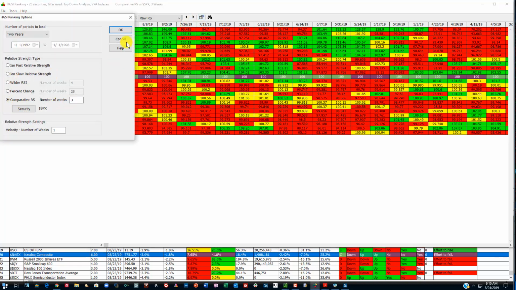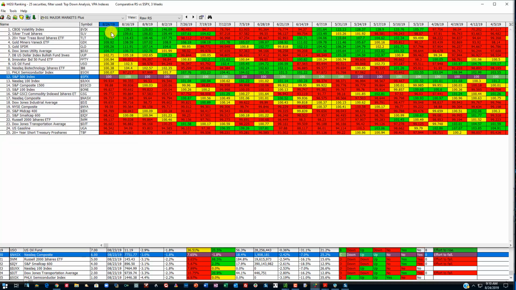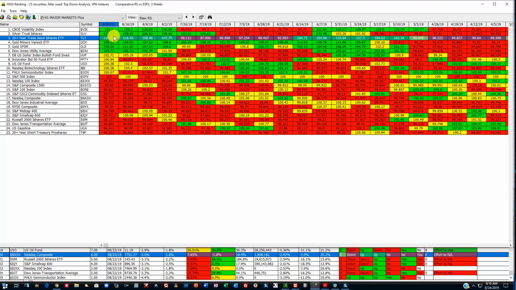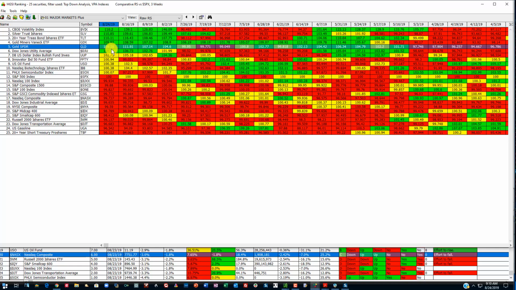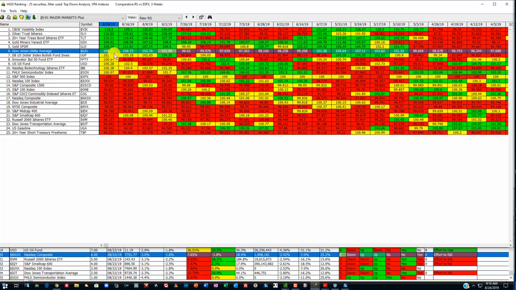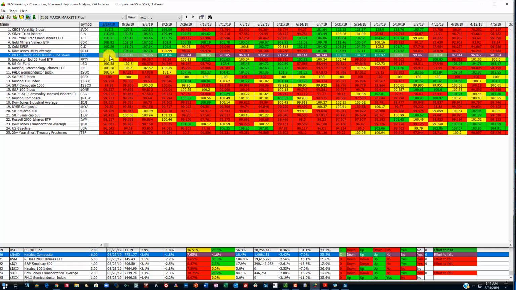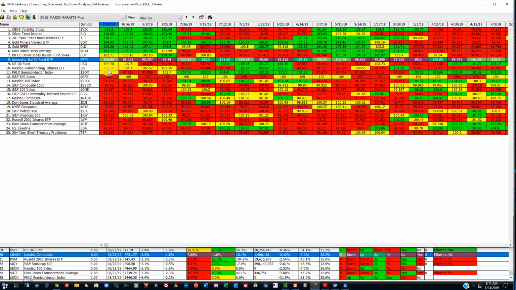Let me double check that number. 3 weeks, okay. And you can see that the volatility index is 16% above. Silver is almost 11%. The 20-year Treasury bond ETF is 10%. About the same for the gold miners ETF. Gold spiders, about the same. Utilities have outperformed by nearly 5%. The dollar index is 2.71% above.